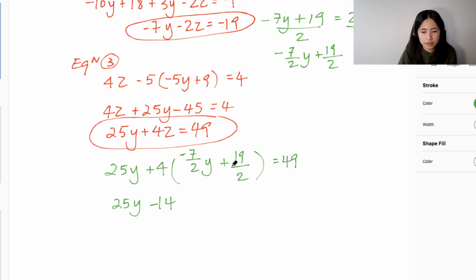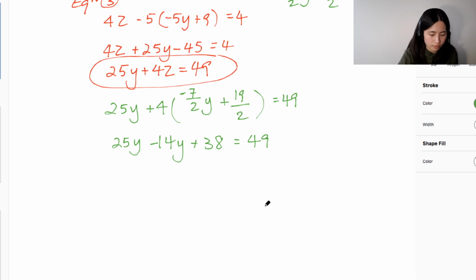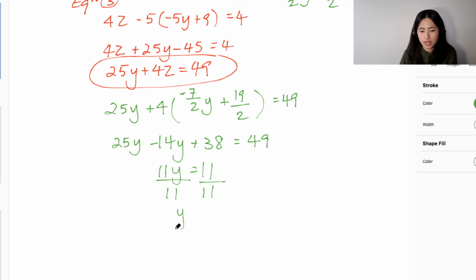And if we have 19 divided by 2 times 4, that's equal to positive 38, right? So this is positive 38, and that's equal to 49. So as you can see, we have 25 minus 14, so that's equal to 11y. Moving 38 to the opposite side of the equation, we would get 49 minus 38. So 49 minus 38 is actually equal to 11. Dividing both sides by 11, you get y is equal to 1, right?